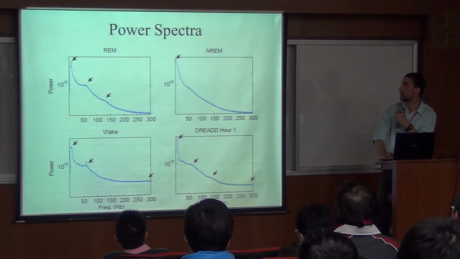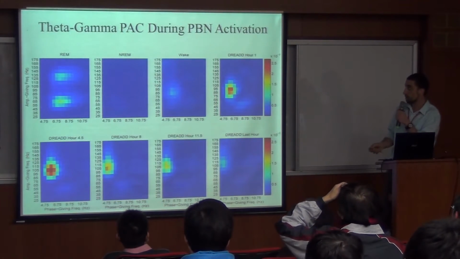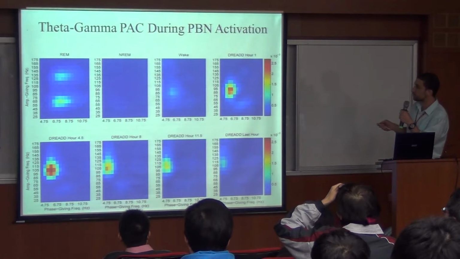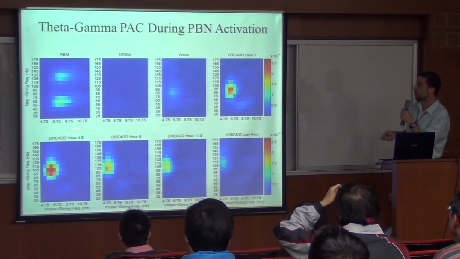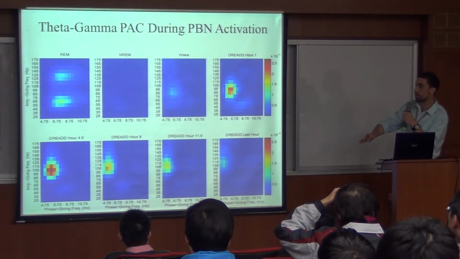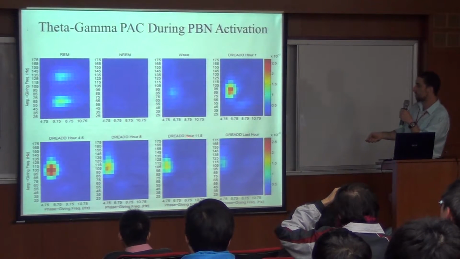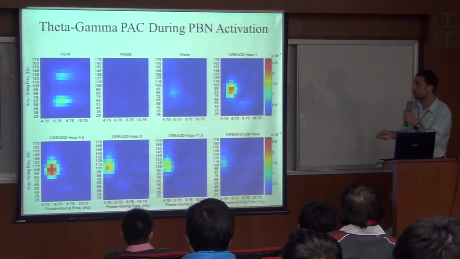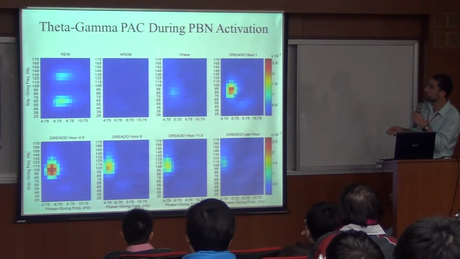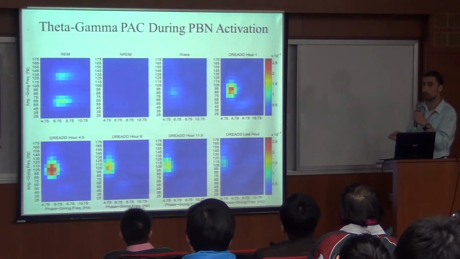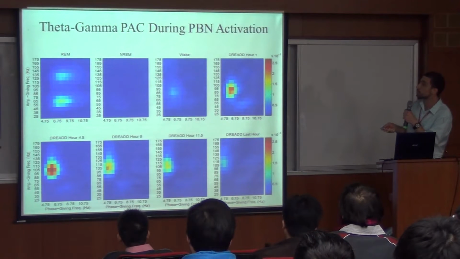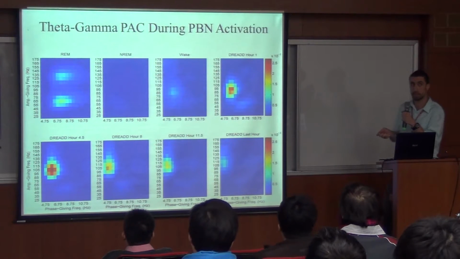Now, what we did is we took this data and we calculated comodulograms for an hour's worth of data in all these states, including the first hour of parabrachial nucleus activation, and then hours 4.5 to 5.5, hour 8, hour 11.5 to 12.5, and the last hour about 15 hours after the parabrachial nucleus was activated. So what you can see here is, first, that our results are in agreement with already published results regarding REM, showing robust coupling between about 7 or 8 hertz and both low gamma and high gamma. That's stronger than any coupling seen in non-REM or wake.